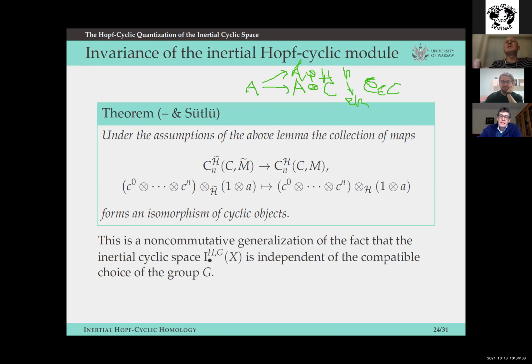So this compatibility between H and C is irrelevant from this problem of changing H, but it's related to the very construction of this object, the Hopf-cyclic object. So this is a non-commutative generalization of the fact that the inertial cyclic space, as you remember, is independent of the compatible choice of the group G.